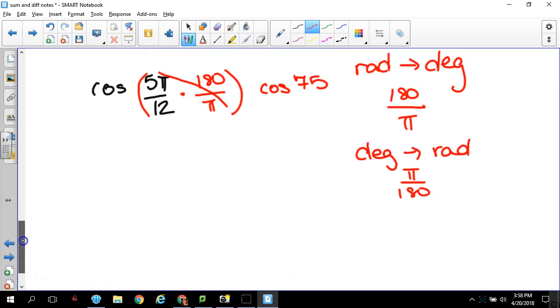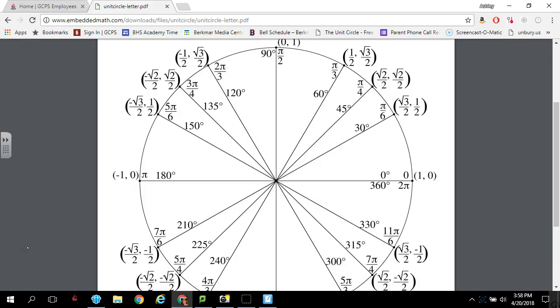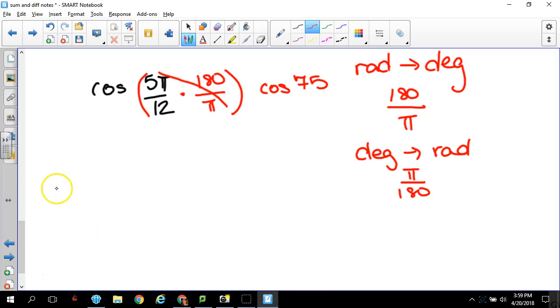So let me figure out what two things on my unit circle I can add together or subtract one from the other to get 75. Well, I can do 30 plus 45. That's nice and easy. So I'll do cosine of 30 plus 45. This is my alpha, and this is my beta.